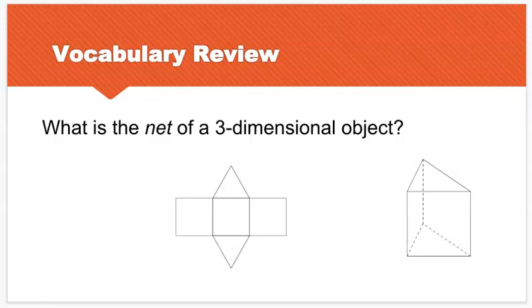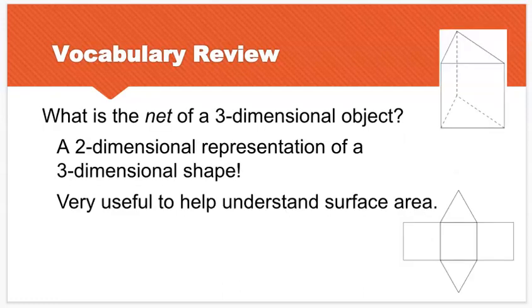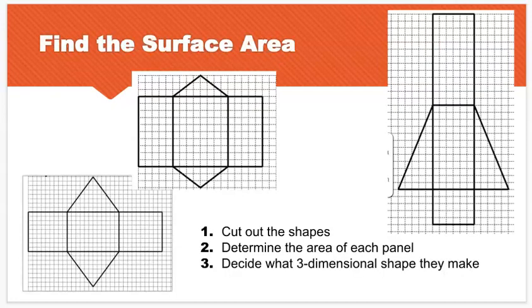So what is a net of a three-dimensional object? You can see here the net is the two-dimensional representation of the three-dimensional object. There's a great activity on centimeter grid paper. You can cut out the shapes or you could just look at them on the paper. You find the area of each panel or each face, and you decide on what three-dimensional shape they make. So you could actually cut out the net along the outer edge and then fold this net into the three-dimensional shape. Be sure you can identify these things.